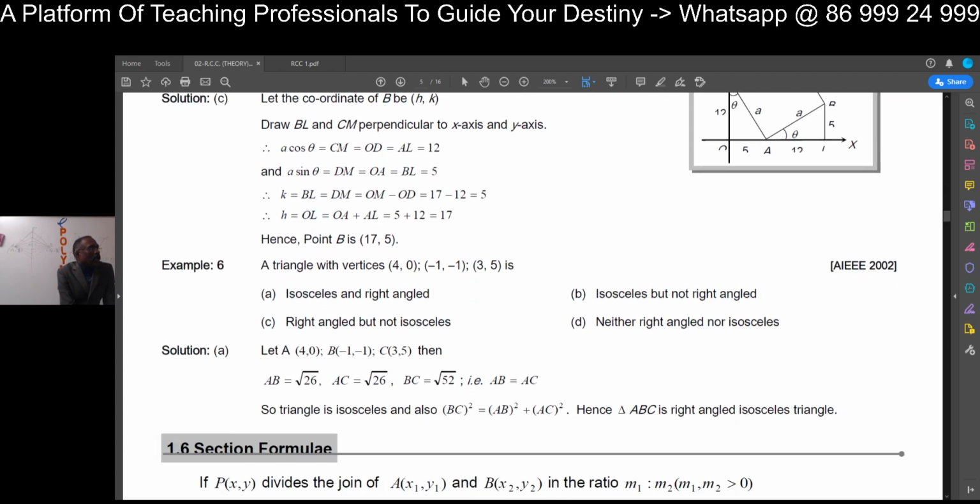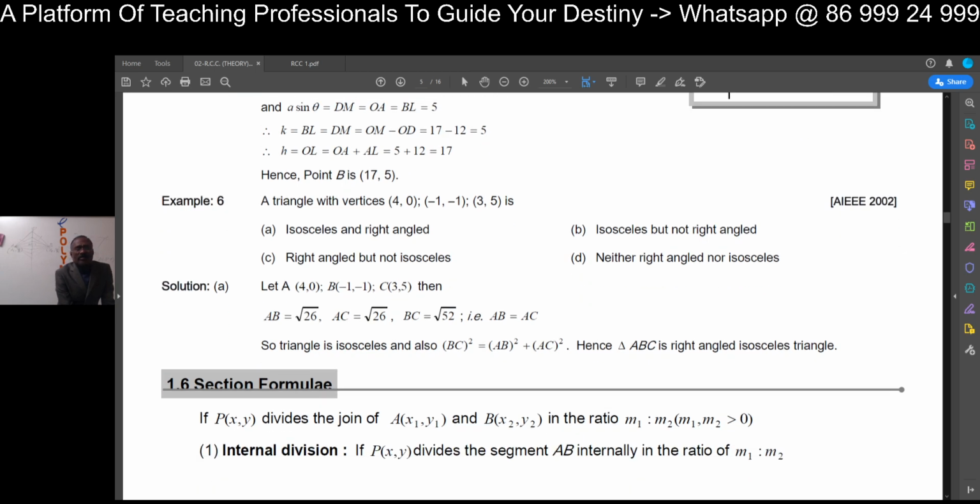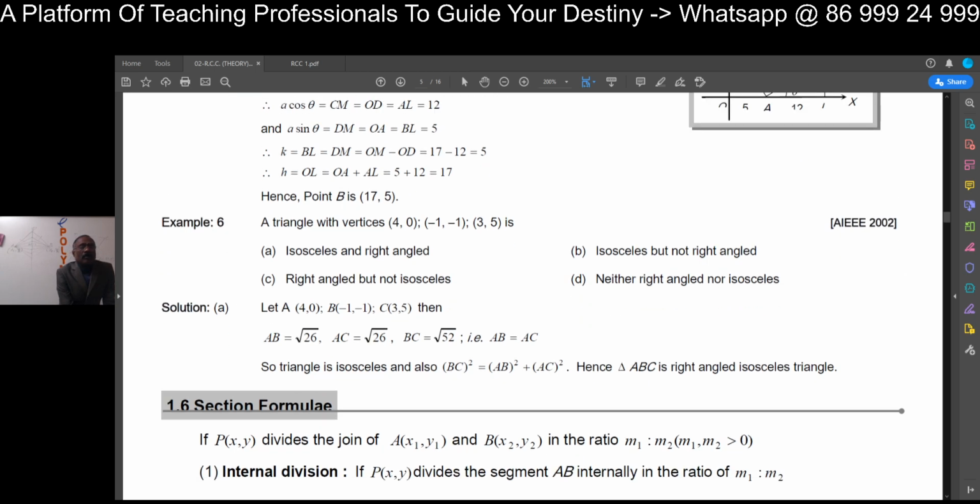Now, example 6: a triangle with vertices (4, 0), (-1, -1), (3, 5) is. See, this is A, this is B, this is C. Find out AB square, BC square, AC square. You find two sides equal, and the sum of the squares of the two sides is equal to the square of the third side, and hence it is a right angle isosceles triangle, which is very simple.